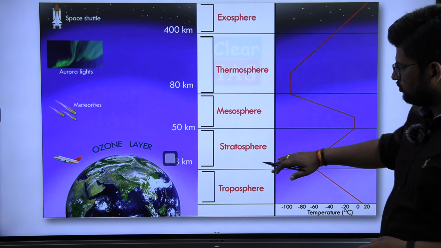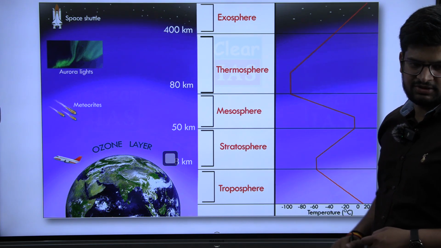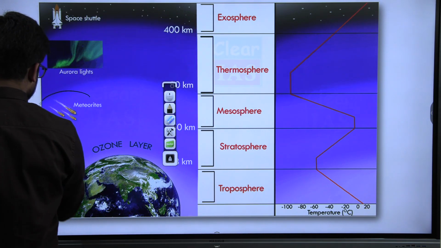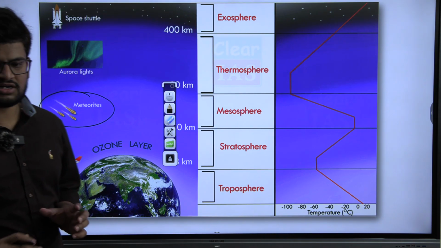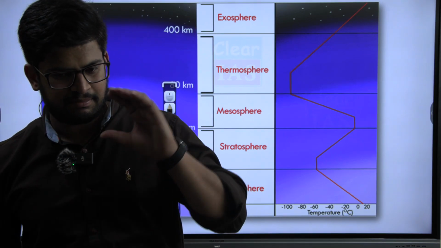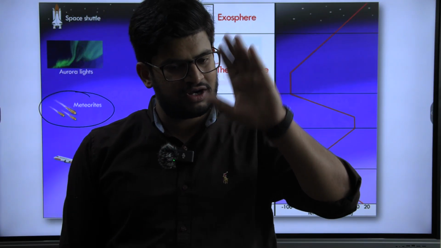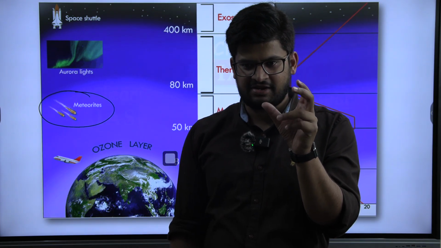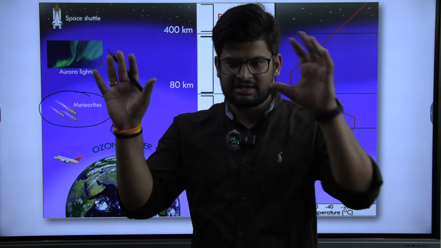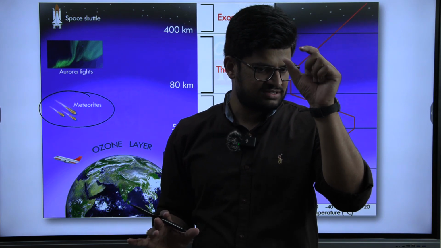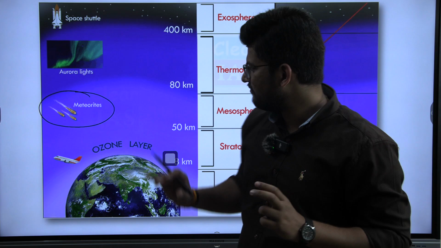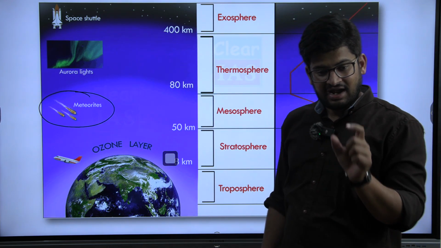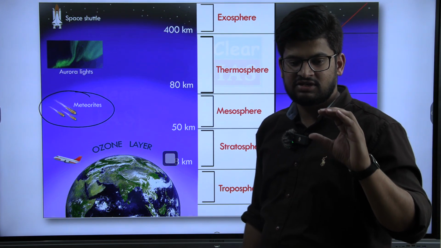Okay, so troposphere, stratosphere and mesosphere. In the mesosphere, what happens is the meteors start burning. So what are meteorites? Meteorites are the remnant parts of asteroids. Where do you find asteroids? Between Mars and Jupiter. When these asteroids break, some parts move in interplanetary space, and these are called meteoroids, and when they enter into the atmosphere, they start burning.